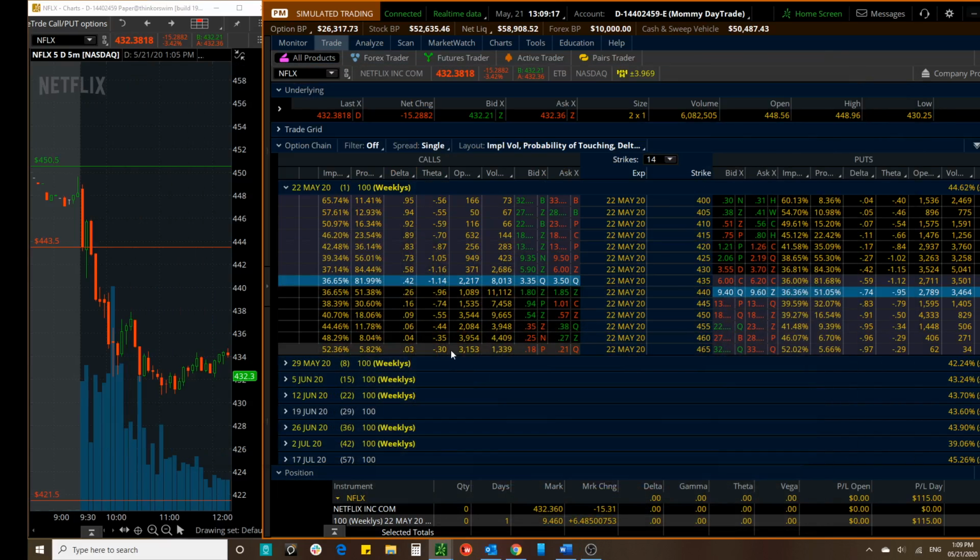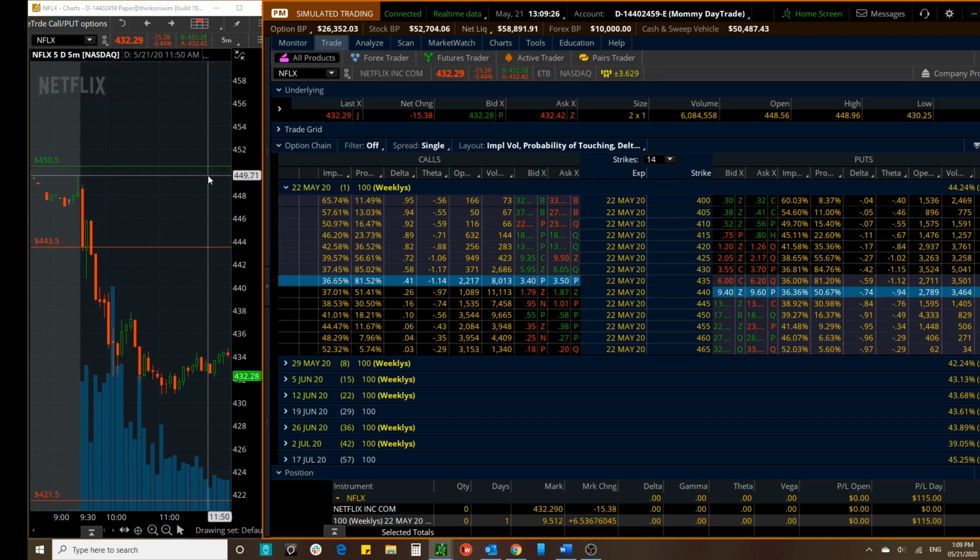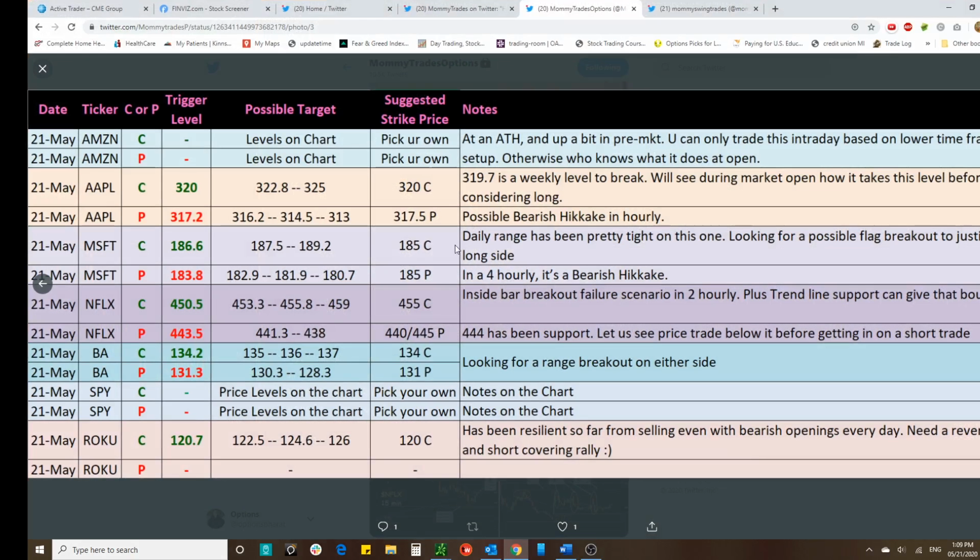Hello traders. Today I will show you how to put a conditional order based on your predefined support and resistance levels. Any mommy trade gives us in the morning this sheet with predefined support and resistance levels, and today she gave us this list, like Netflix. If it goes below 443.5, you can buy a 440 put, or if it goes above 450.5, you can buy a 455 call option.